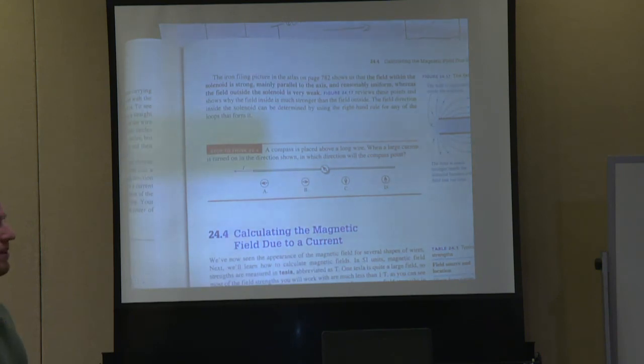So following the lines of the magnetic field, which direction do you think the compass is going to point? A, B, C, or D? What do you guys think?